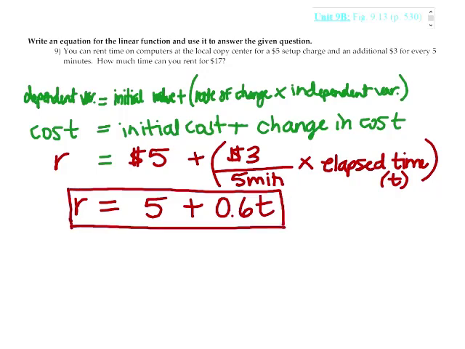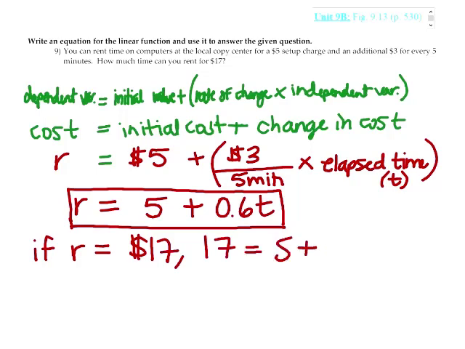And so how much time can you rent for $17? If R is equal to $17, we can plug that into our original problem. So we have 17 equals 5 plus 0.6t, and so we're solving for t, time, right? Because we're asked how much time can you rent for $17?